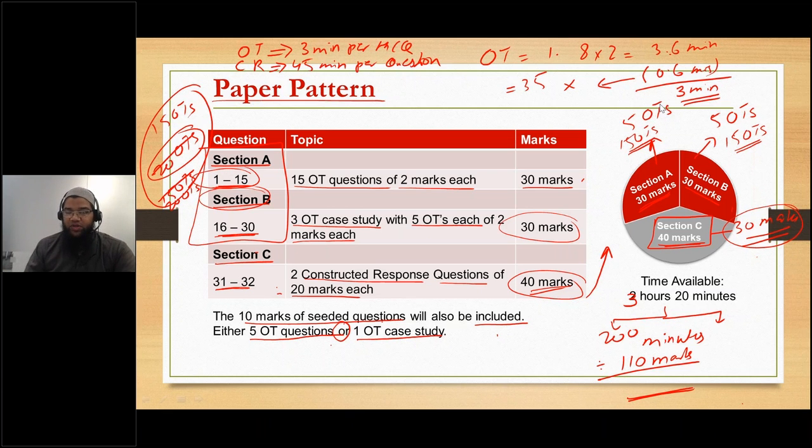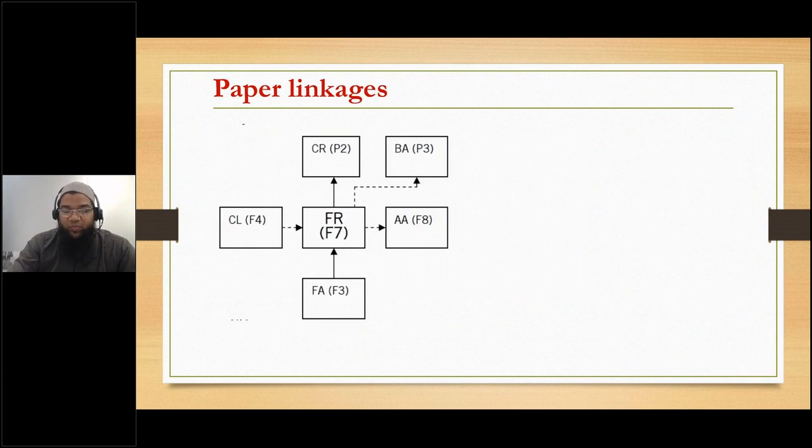Now let's move further. Let's have a quick overview of the paper linkages. Paper F7 is basically an advanced paper of F3, and the knowledge will be carried forward to paper P2. Some of the knowledge will also be transferred to F8. The dotted line means some of the knowledge, and the complete line means a majority of the knowledge. Similarly, some of the knowledge comes from paper F4 and some goes to paper P3, which will become SBL after June 2018. So these are different paper linkages of paper F7.